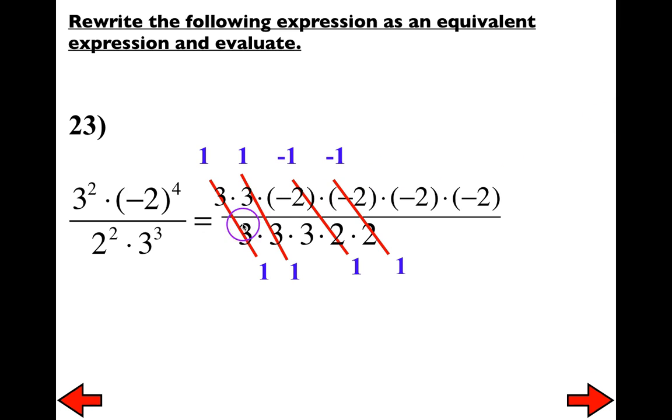So now, there's nothing left I can cross cancel. I want to take into consideration the negative sign. So we have a pair that's going to make it a positive. Another pair that's going to make it a positive. So my answer is going to be positive. Now I'm just left with a bunch of 1's and 2 2's. 2 times 2 is 4 over 1. So my answer would be 4.